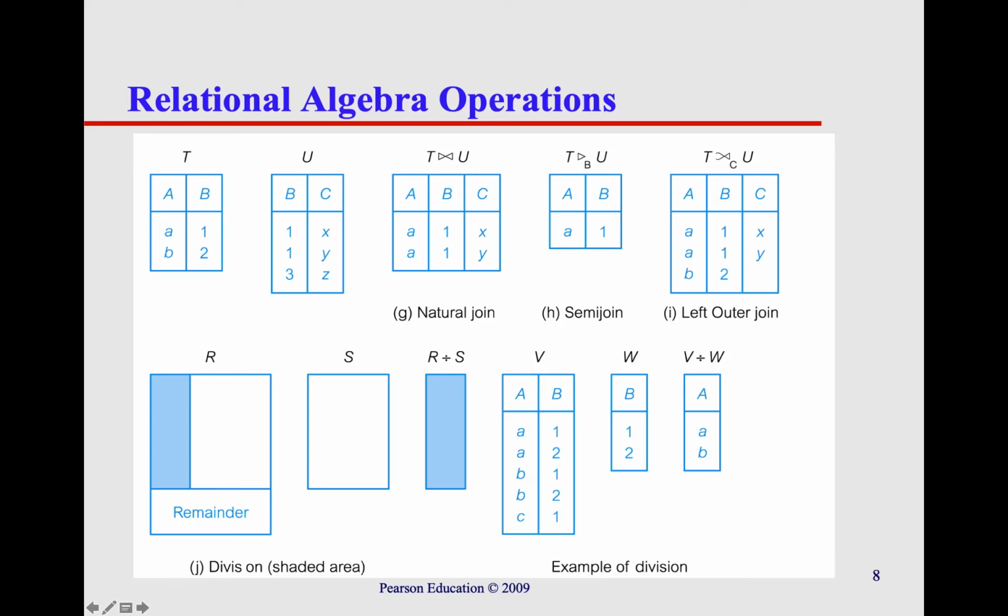You have two relations, R and S. S is a subset of the columns in R. What you want as the result is the remaining columns in R, the columns in R that are not part of S. And in order for a tuple from R to appear in the result, it must match every row in S.